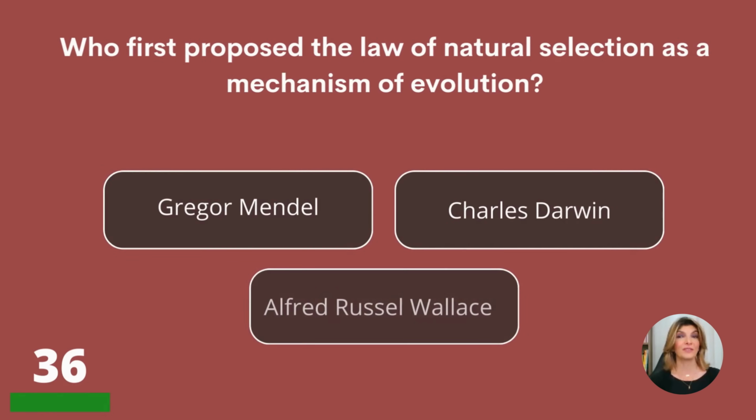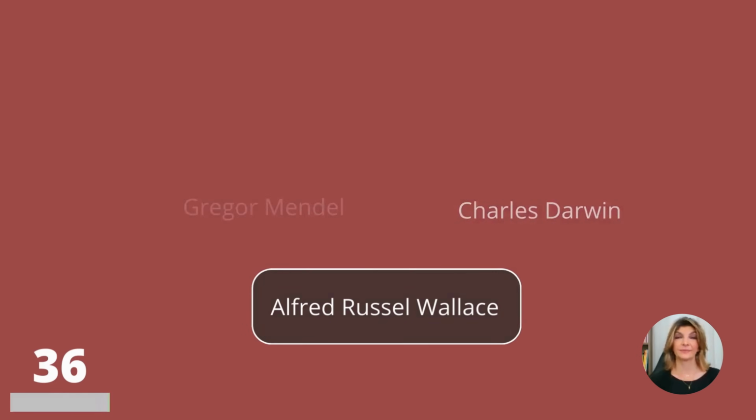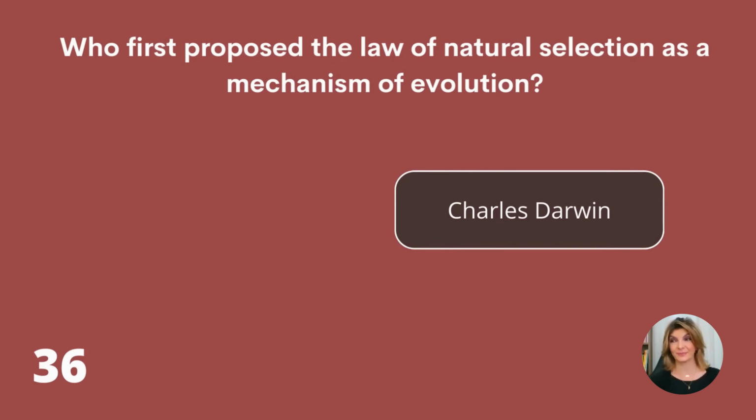Who first proposed the law of natural selection as a mechanism of evolution? Gregor Mendel, Charles Darwin, or Alfred Russel Wallace? Charles Darwin.